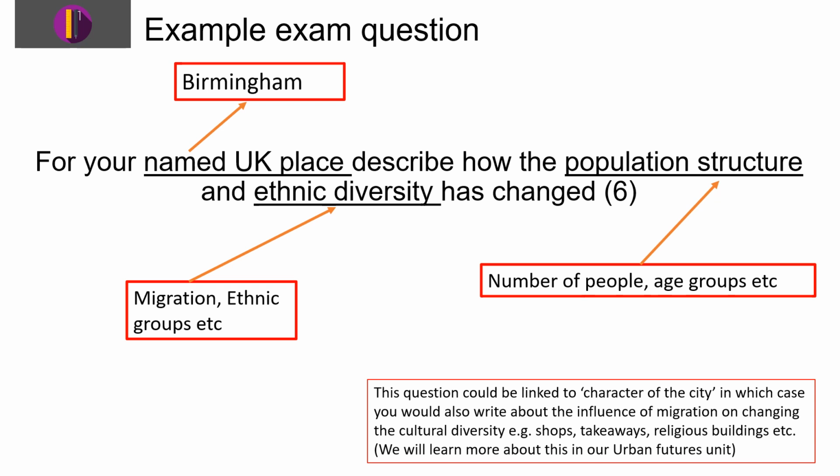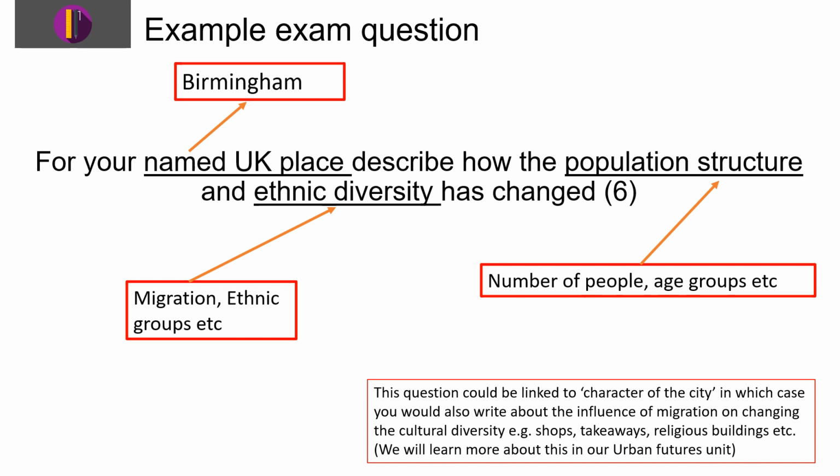We're now going to attempt an exam question. This is an example of an exam question that we might see. For your named UK place, describe how the population structure and ethnic diversity has changed. So our named UK place is Birmingham. When we are talking about ethnic diversity, we're talking about migration and ethnic groups. When we talk about population structure, we're talking about number of people and age groups.